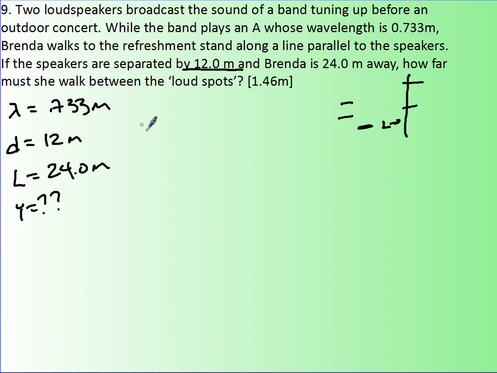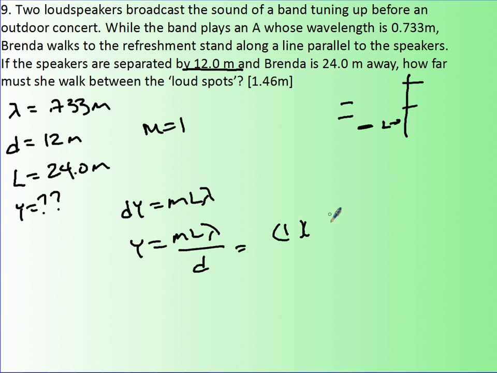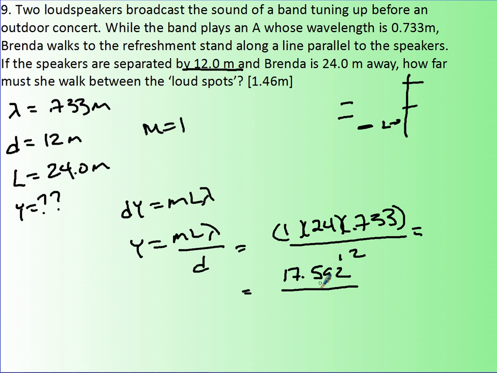All right. m is once again 1. So dy is m lambda L. And we're looking for y. It's m lambda L over d. So it's 1. L is 24. Lambda is 0.733 divided by d, which is 12. So this is 24 times 1 times 0.733, which is 17.592. Divide it by 12 gives me 1.466.